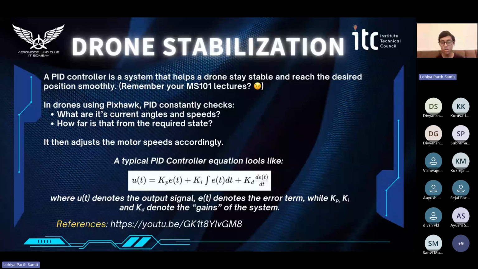So a PID controller is a system that helps a drone, or any system that you would like to reach and stay stable, reach the desired position smoothly. And in a drone using Pixhawk, PID constantly checks its current angles in the pitch, roll, and yaw directions, and its speed in the XYZ directions, and how far it is from the required state. It then adjusts the four motor speeds accordingly.